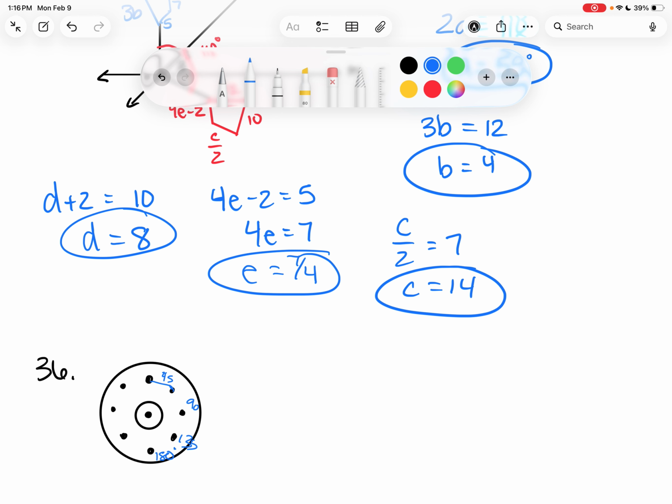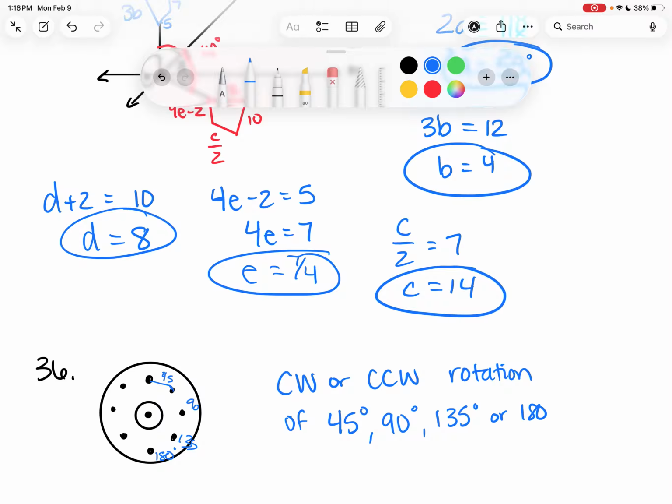So we could say a clockwise or counterclockwise rotation. Let's get more specific here. Of 45 degrees, 90 degrees, 135 degrees, or 180 degrees. So every 45 degrees up to 180, it would be a rotation there. All right, any questions about those?